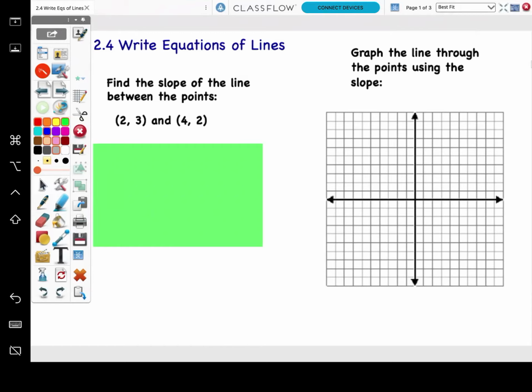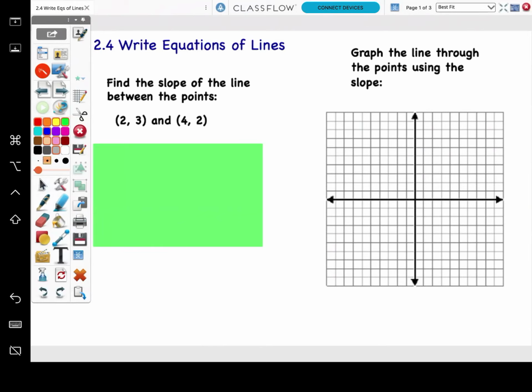We were graphing equations of lines. Today we're going to actually practice writing them, and then we'll do some graphing as well. But the focus today is writing equations of lines in different forms. So first, we're going to find slope between these 2 points, (2, 3) and (4, 2). And then we're going to find some equation, and then we're going to graph. So let's start out here.